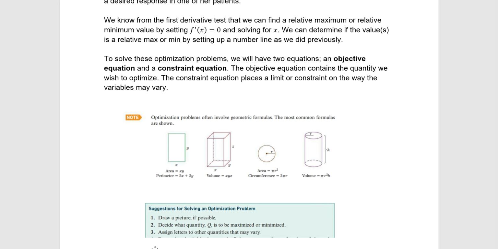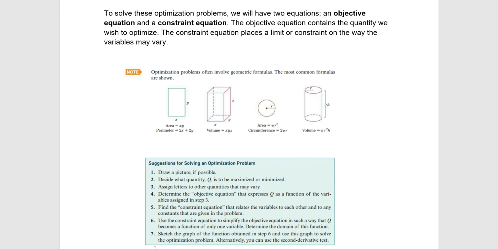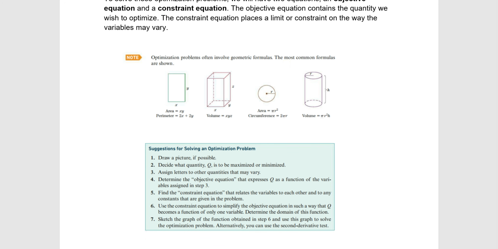So the way that we're going to be doing it is we're going to have two equations with two variables. One equation is going to be called the objective equation. And the objective equation is going to contain the variable that we're trying to optimize. And then we have the constraint equation. The constraint equation is going to be placing a limit or a constraint on the way that the variables can vary. So before we get into how we're going to be doing this, we're essentially going to be having, like I just mentioned, two formulas with two different variables.